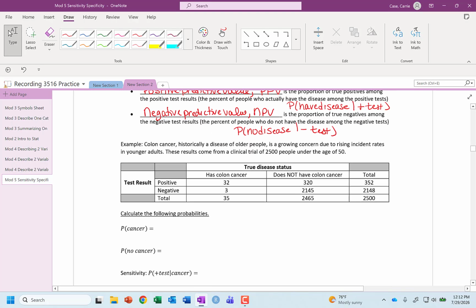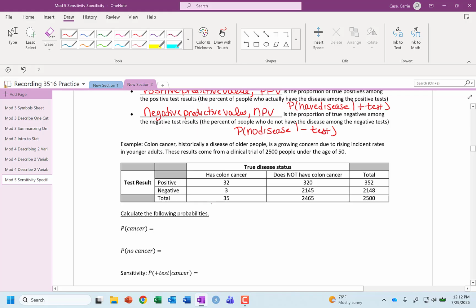Let's look at an example. Colon cancer, which was historically a disease for older people, is a growing concern due to rising incident rates in younger adults. These results come from a clinical trial of 2,500 people under the age of 50. So you see we have either positive or negative test results, and the person either has colon cancer or does not. And 32 people were positive and had colon cancer, 3 were negative and had colon cancer, 35 had colon cancer total, and so forth and so on.